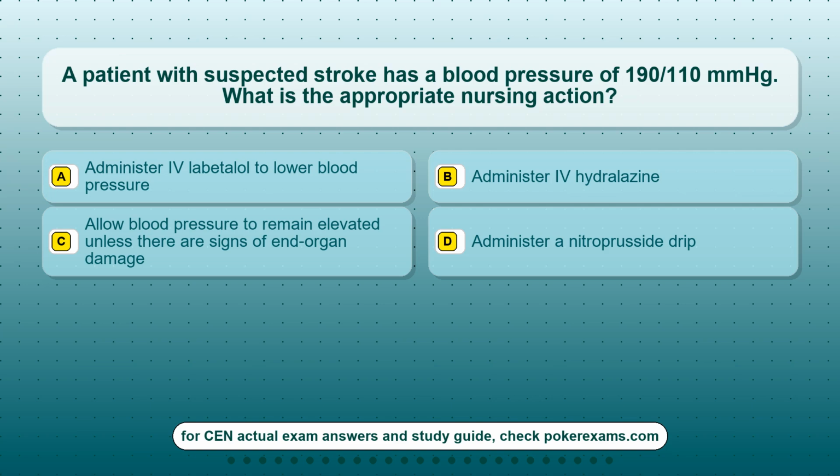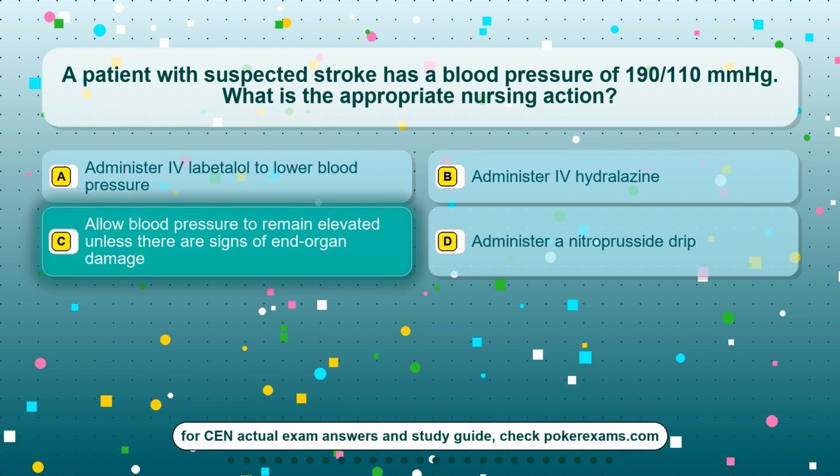Question 4. A patient with suspected stroke has a blood pressure of 190/110 mmHg. What is the appropriate nursing action? Option A. Administer IV labetalol to lower blood pressure. Option B. Administer IV hydralazine. Option C. Allow blood pressure to remain elevated unless there are signs of end-organ damage. Option D. Administer a nitroprusside drip.